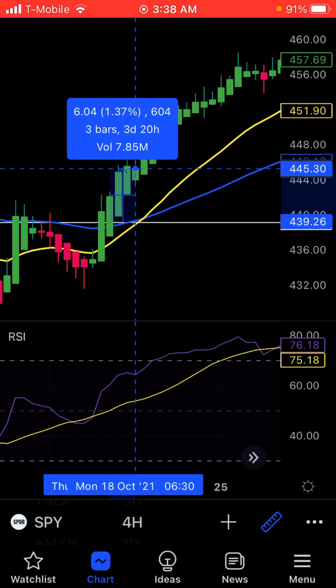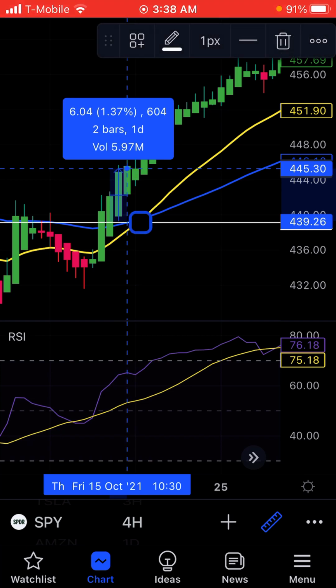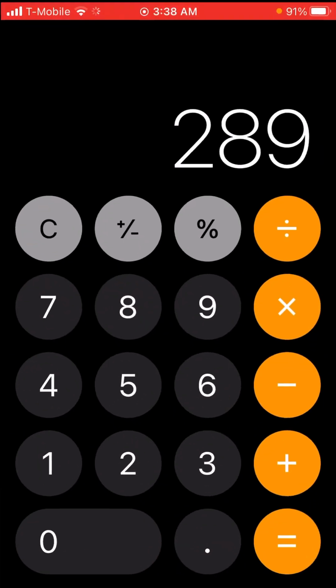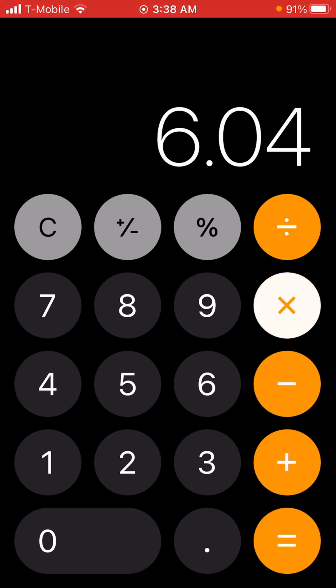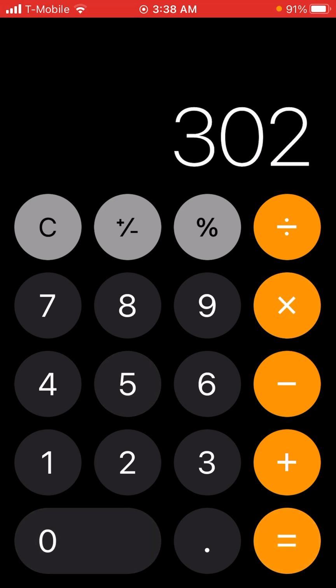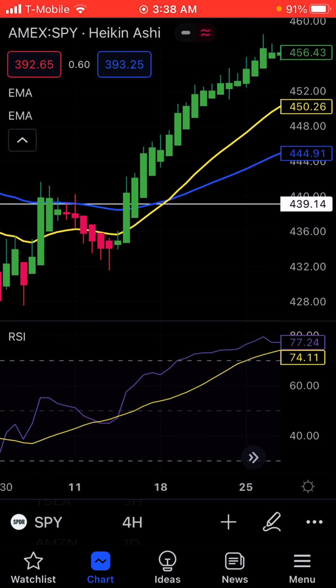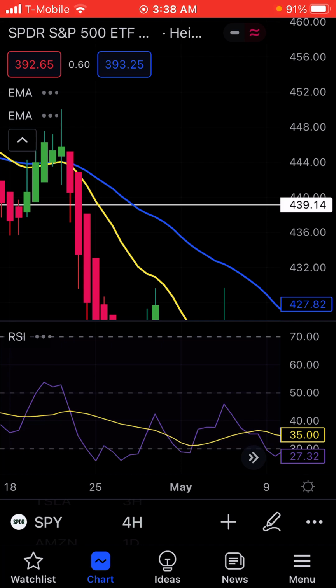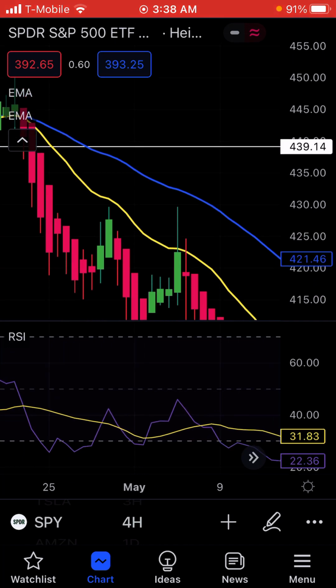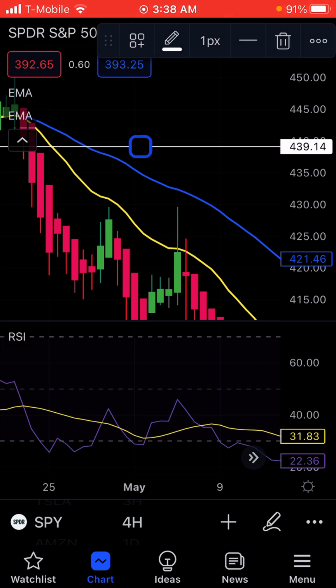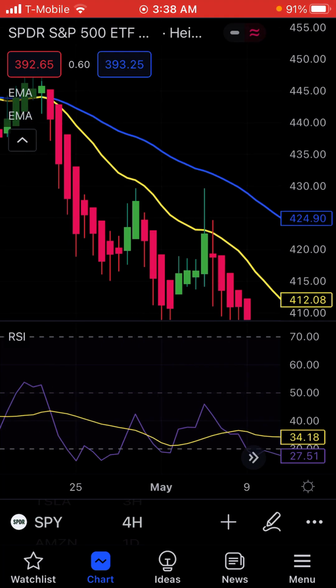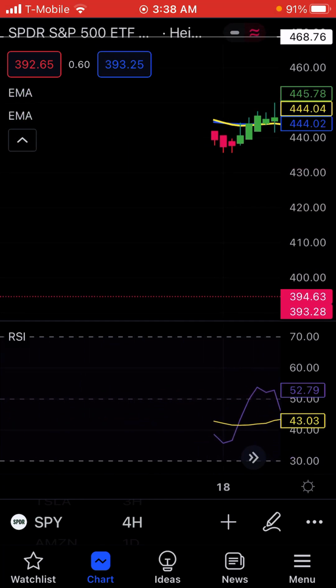Let's see. So this one, I have to do a day. In one day it goes up $6.04. So 604 times 50, that's about $300 in one day. So the good thing about doing it on the 4 hour is once you're in gains, you can really scale up. Once you start making some gains, you can buy 2 contracts, 3 contracts. It all depends. So let's just do one more.